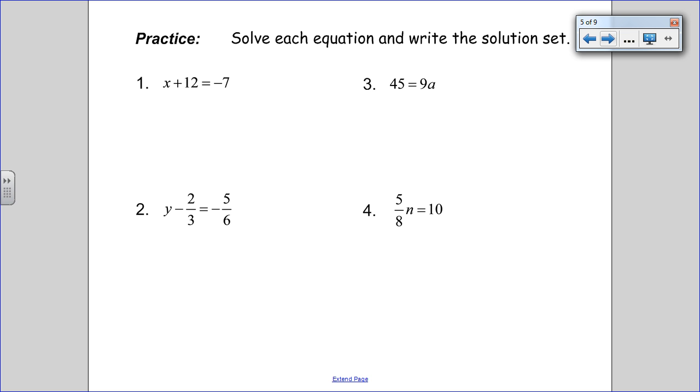Now you should practice this process using the 4 problems on the slide. Once you've obtained your answers, you can restart the video to see the answers.